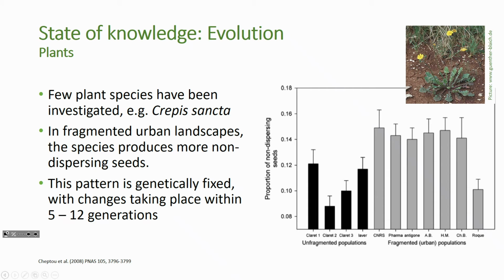And interestingly, Cheptou et al. also did a genetic analysis, and they show that this change in the proportion of non-dispersing and dispersing seeds is genetically fixed, and that the change works pretty fast, I think. Just within 5 to 12 generations, they found such changes, which also shows that evolution is not only something that works on long time scales, but really something that can happen pretty quickly if environmental drivers are strong, such as urbanization.